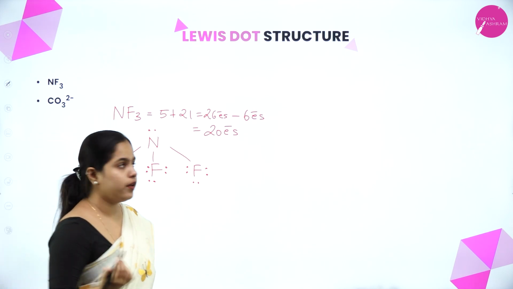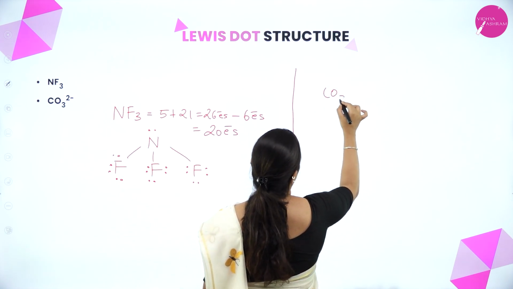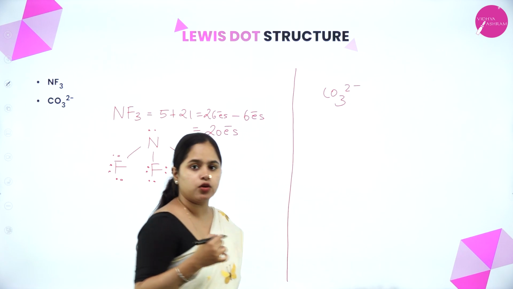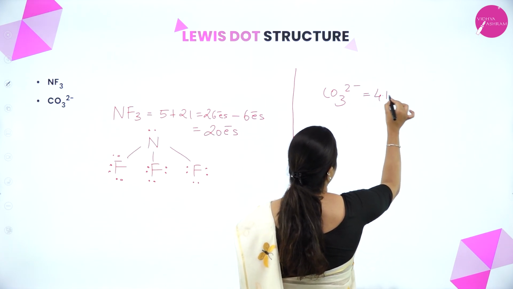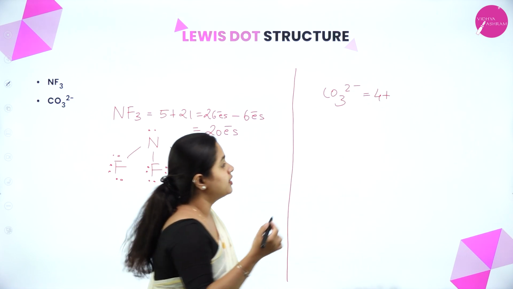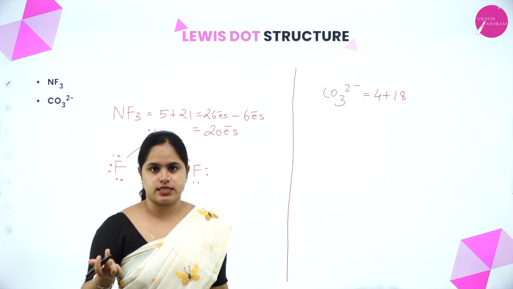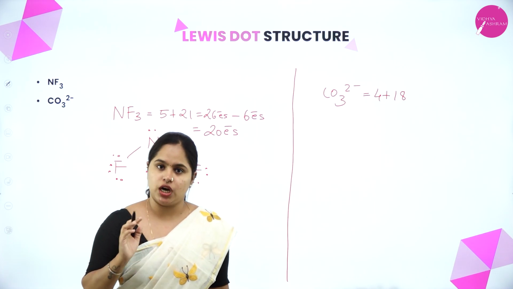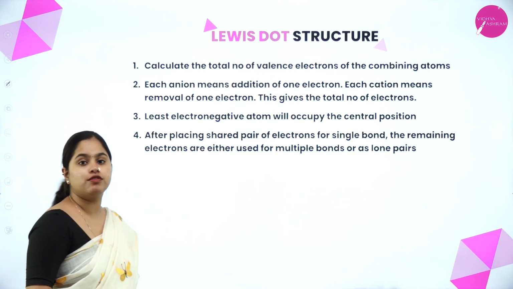Now moving on to the next example, that is CO3 2-. So first step is to calculate the total number of valence electrons, which is equal to 4 for carbon plus, for oxygen, it is 6, right? So 6 into 3 is 18. Now what do I do with the 2-? As you can see, each negative charge means addition of 1 electron.